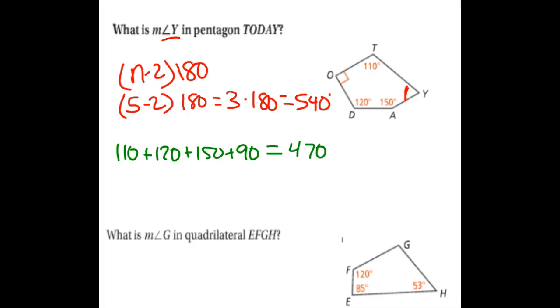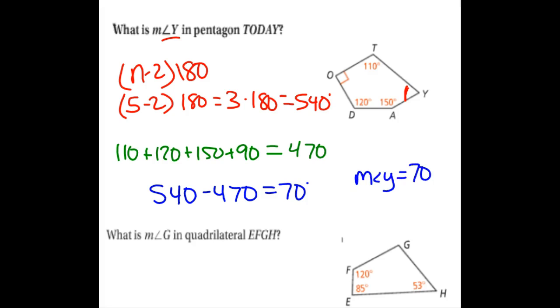Well, we have 470 degrees already accounted for. We need 540 total. We're just going to take our 540, subtract the 470, and we will have our missing angle, 70 degrees. So the measure of angle Y equals 70 degrees.